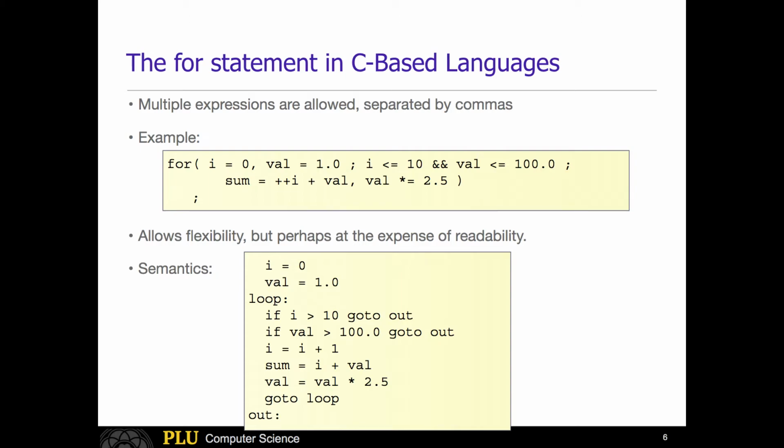And notice the body of the loop is empty. All the work essentially is getting done in the for expression. This allows for flexibility, but it's not terribly readable, obviously. And then this is just the semantics of what's happening in the loop.